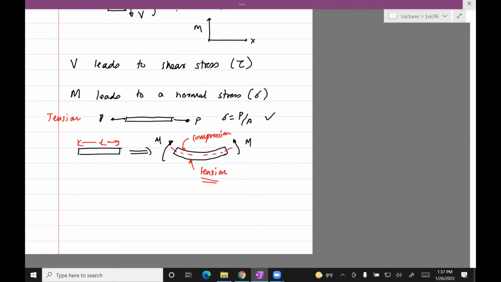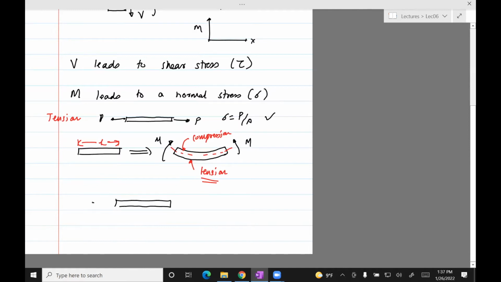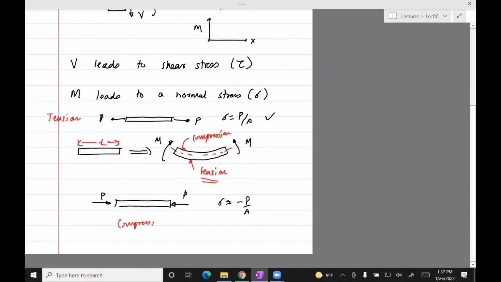Just like tension, we could have a scenario where we take this axial rod and subject it to compression. In this case, the stress is again P divided by A, but it will be negative P divided by A because P is acting so as to decrease the length of the axial rod. So this is an example of compression. But then we also have compression in the top half because the length of the top half is decreasing. So that's how intuitively you can make sense of how a moment M will lead to normal stress, sigma.